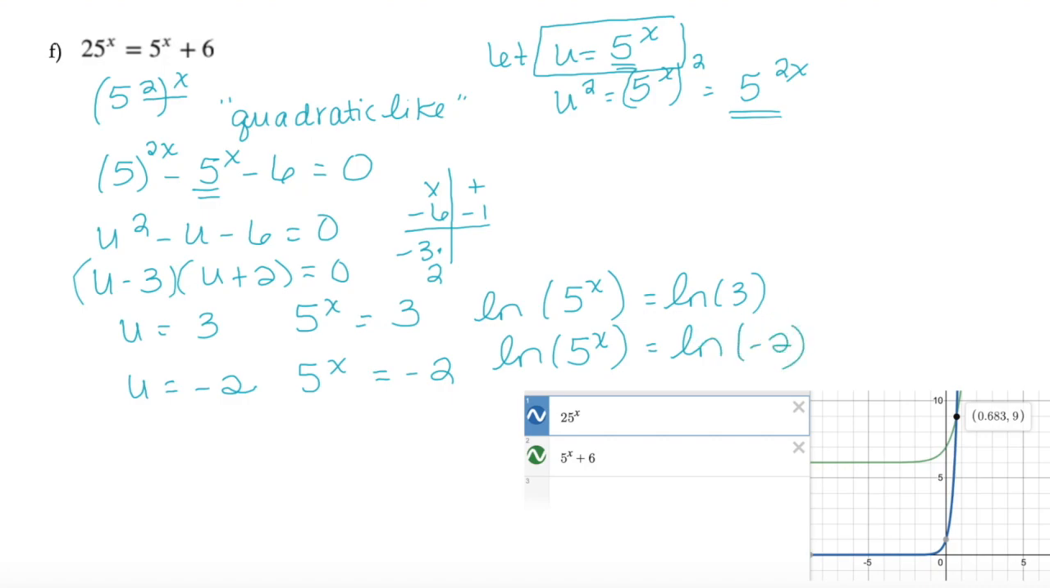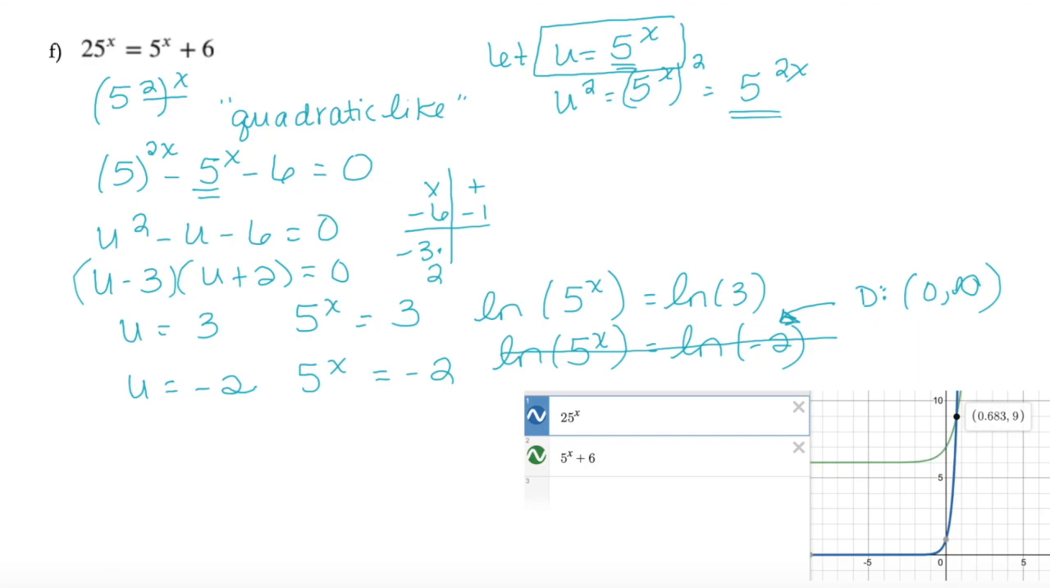We have a problem though. Negative 2 is not in the domain because the domain of natural logs is from 0 to infinity. So if you were to try to put the natural log of negative 2 into your calculator, it's not going to work. It's going to say it's invalid or undefined. So this answer is not a good answer, and we can stop where we are with that one.